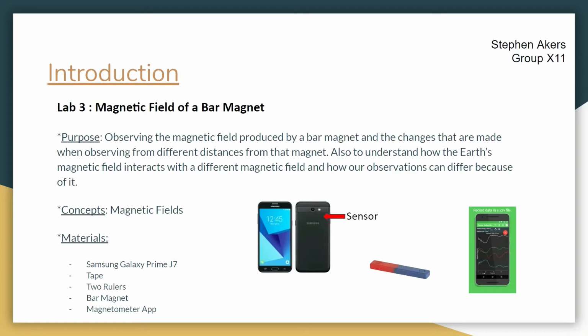Hey, my name is Steven, and today I'll be reviewing what I've done for Lab 3, called Magnetic Field of a Bar Magnet. The purpose of this lab is to visualize a magnetic field using bar magnets.